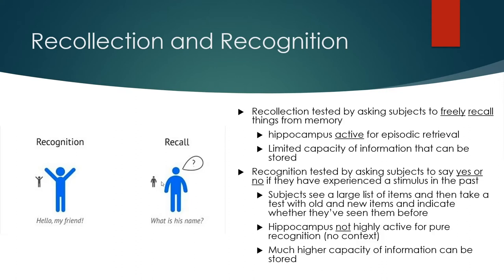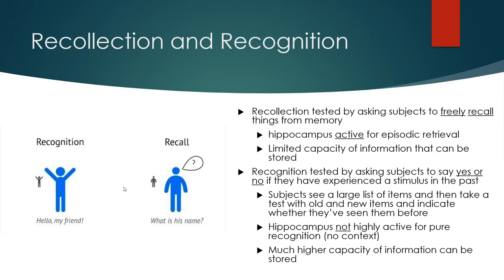Whereas recognition, on the other hand, is tested using a paradigm where we show someone a bunch of different people, and then we show them a list of things they have seen before and things that are new. We ask them to say yes or no, whether it's new or old, whether they've seen it before. So this is getting at recognition. It's not asking them to just freely recall something.